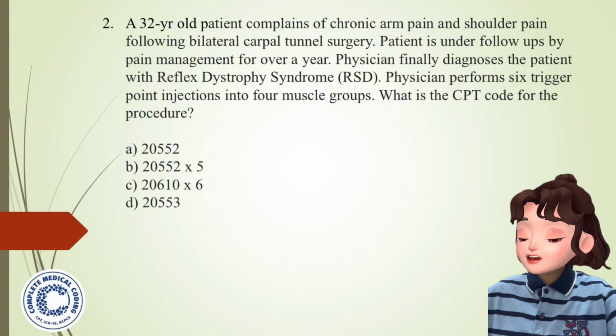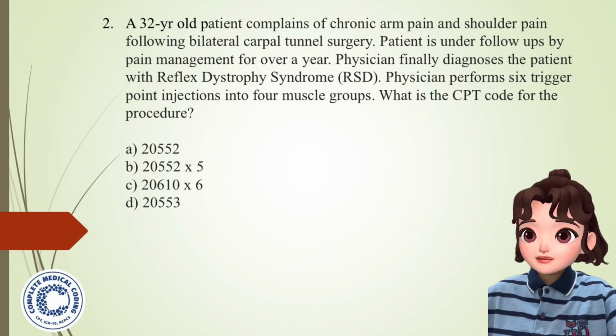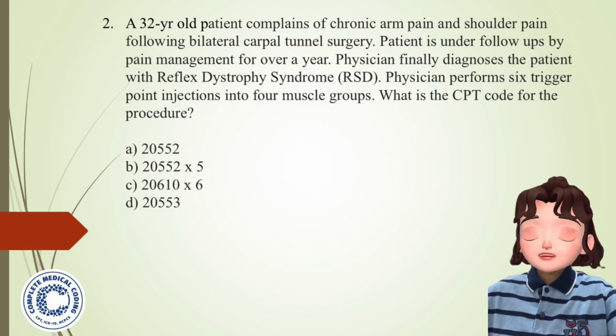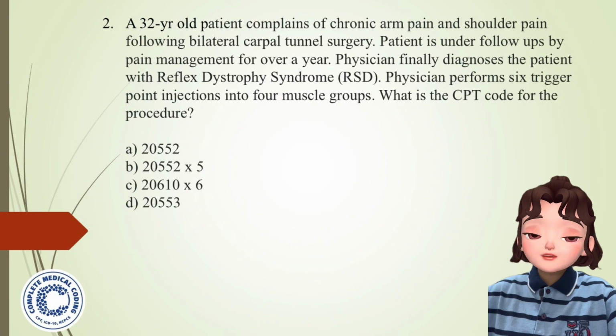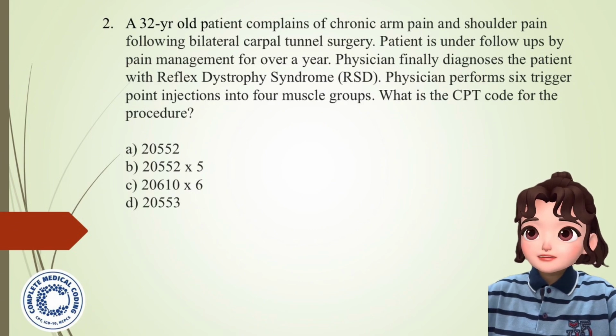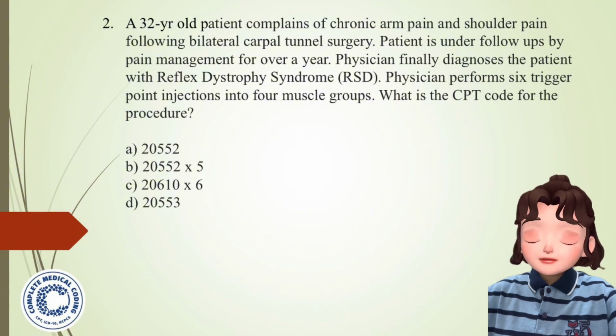What is 20610 in option C? Arthrocentesis, aspiration or injection, major joint or bursa. No, this is a trigger point injection, not arthrocentesis. So that's also wrong. What is option D, 20553? 20553 is injection, single or multiple trigger points, 3 or more muscles. Yes, we need 4 muscles, so 3 or more muscles. That is the correct code. So the answer is option D, 20553.